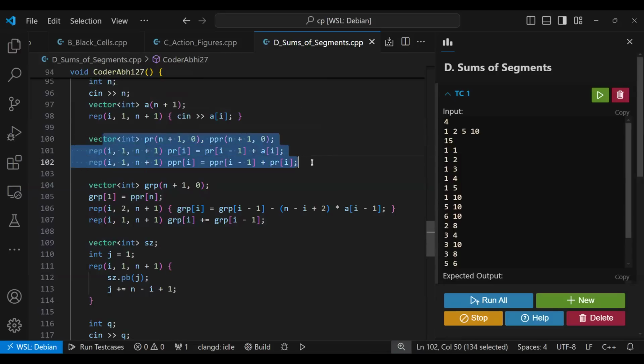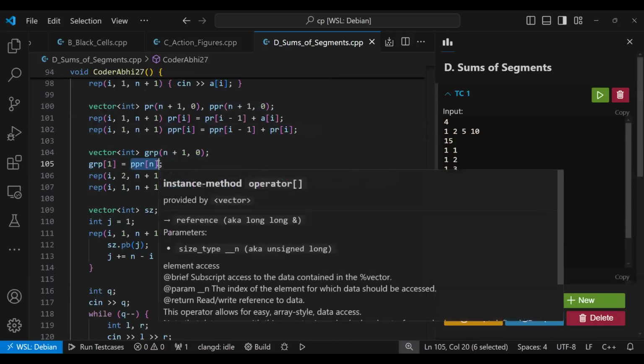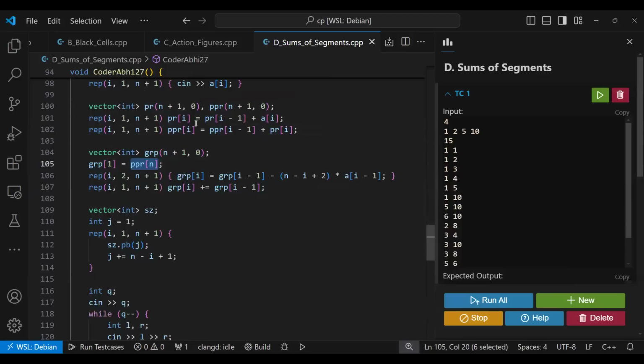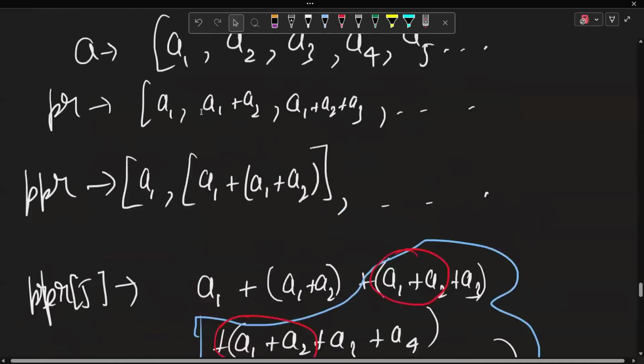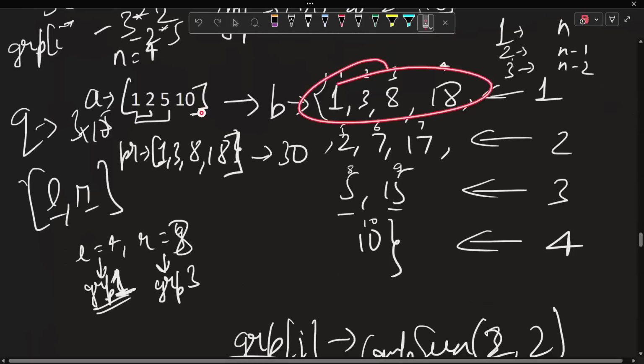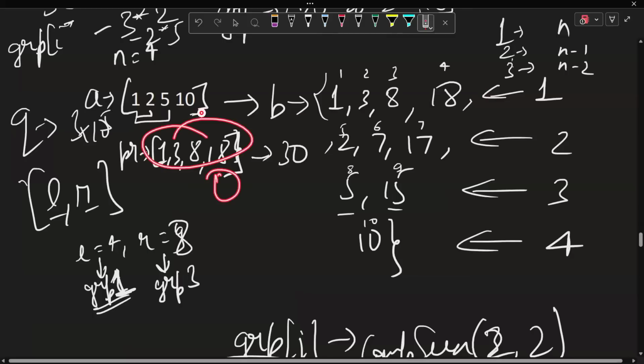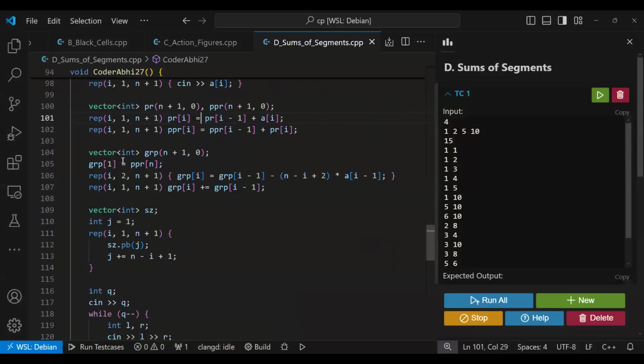Once both of these things are computed, I'll compute the group array, the sum of every group. So I have n groups. The first group is the prefix array only. So the sum of this prefix array is going to be stored in PPR n. So for the first group, the sum of the first group is PPR n.